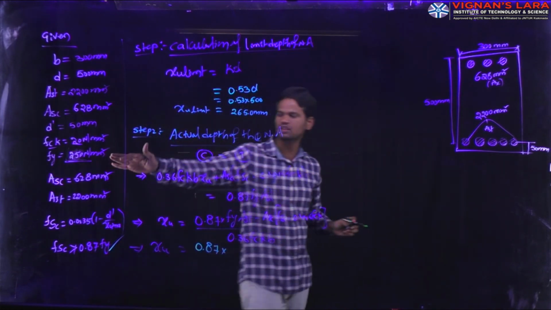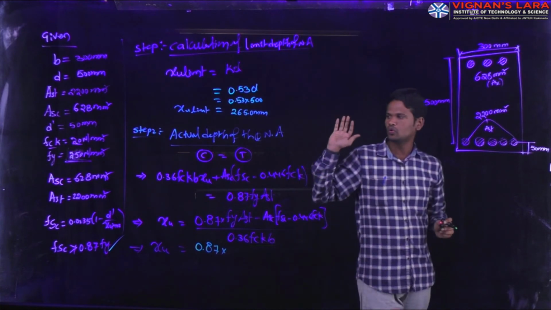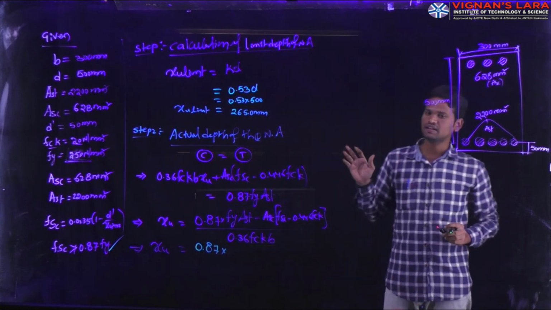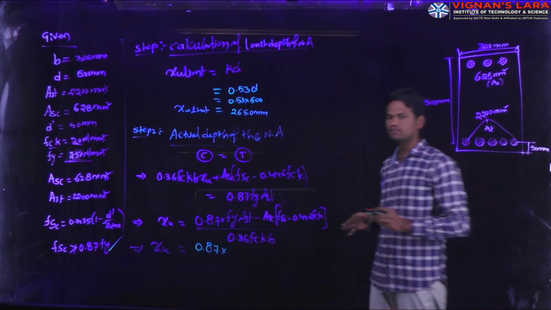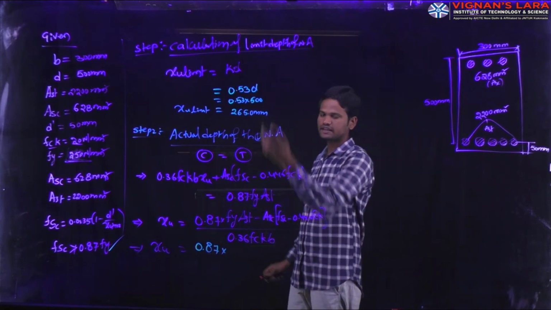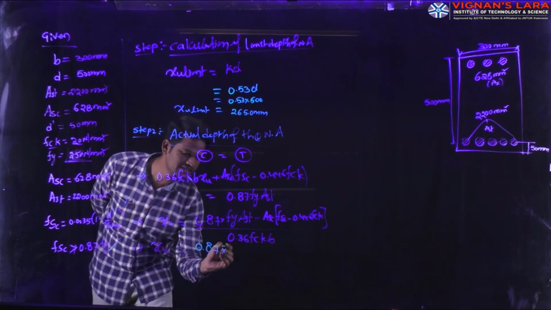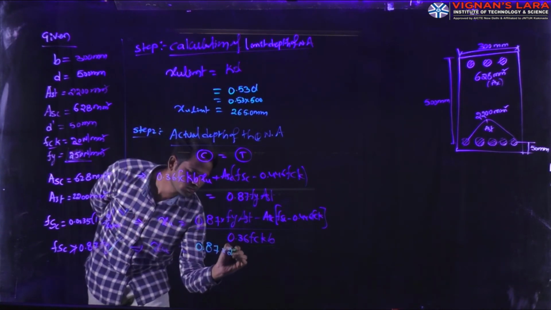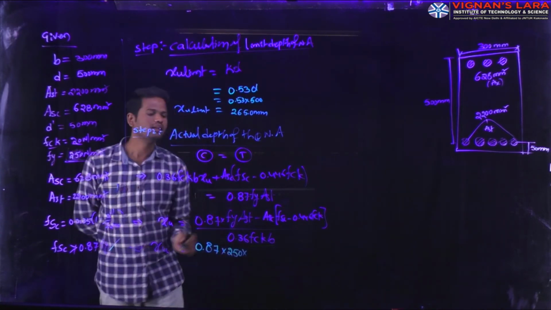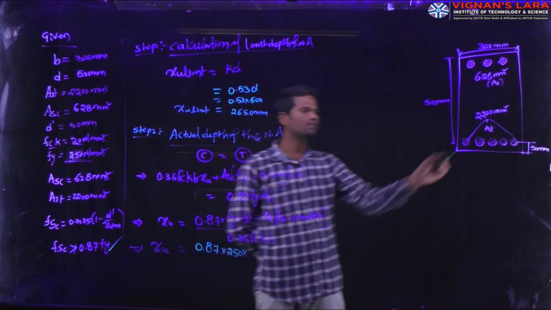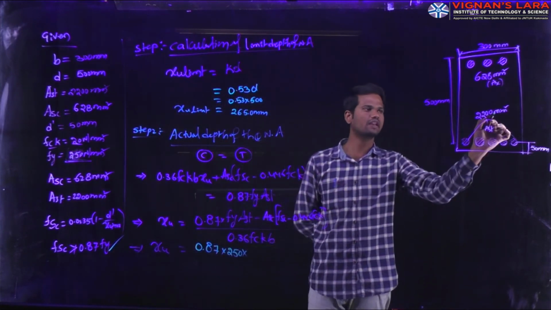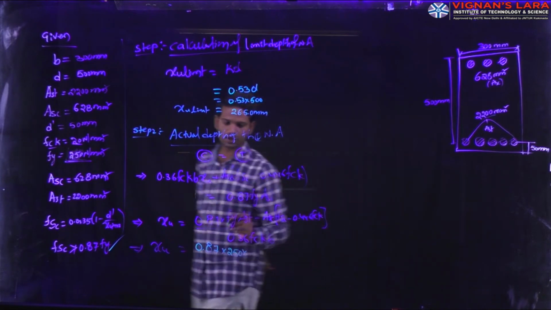Always I am saying that you should know exactly, you have to see the grade of steel, what grade of steel they are given in the problem. Otherwise your entire problem will be wrong. 0.87 into Fy, it has 250, as well as the area of the steel they are given for the tension face. Area of the steel for the tension face they are given in the problem as 2200.